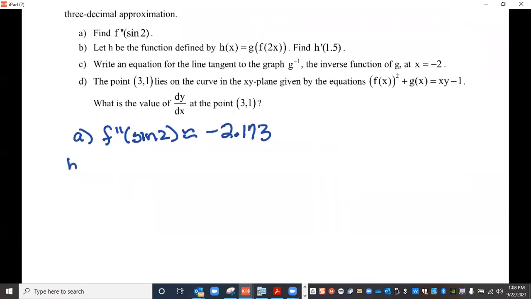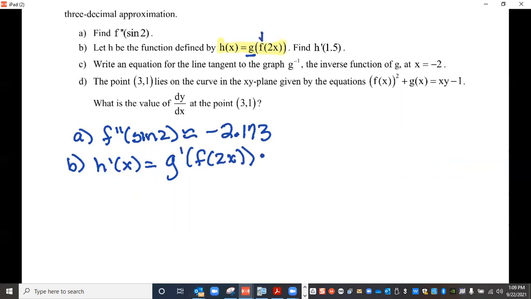So now let's take a look at part B. Now they're giving us a completely different function, h of x. So h of x is defined as g of f of 2x. What rule am I going to have to use to calculate the h prime? Chain rule. It's going to actually be a double chain. Remember, start on the outside and work your way in. The function on the outside is g. So I'm going to take the derivative of g, which is g prime of f of 2x. Remember, that's the derivative of the outer. Times, work your way in.